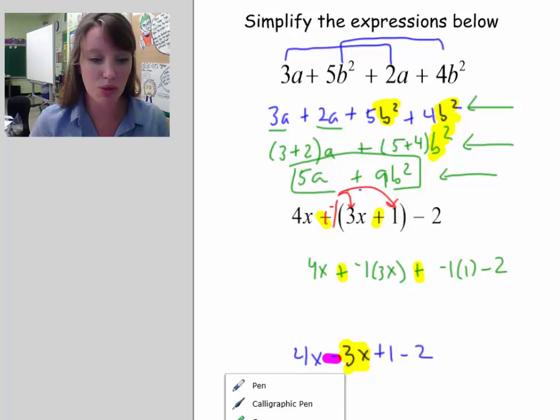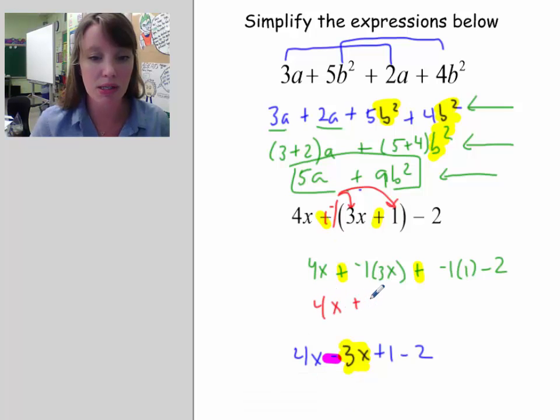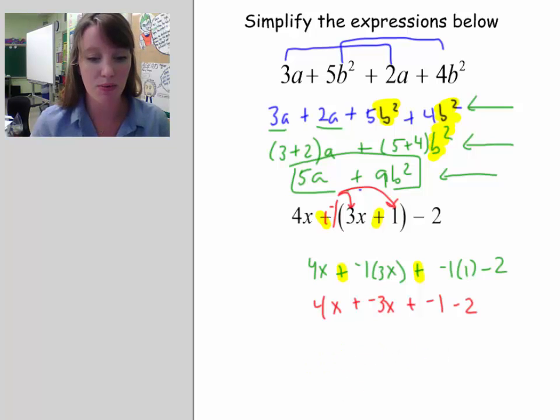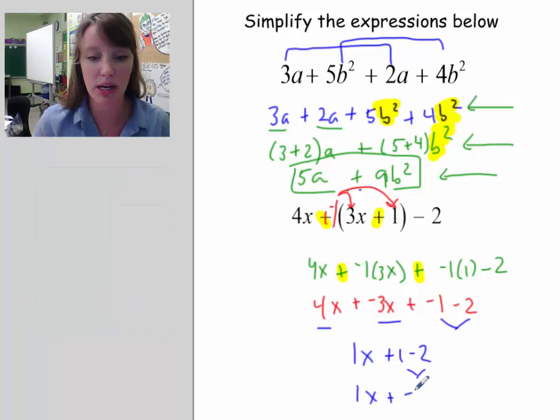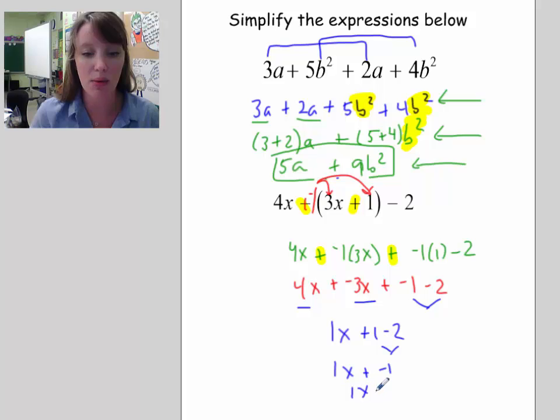Okay, so let's go through and do the problem here. We have 4x plus negative 3x plus this here is negative 1 minus 2. Right here, I can add those two together. I can combine like terms, so that's 1x. And then I have plus 1 minus 2. Now 1 minus 2 is going to be negative 1. So I have 1x plus negative 1, or 1x minus 1.